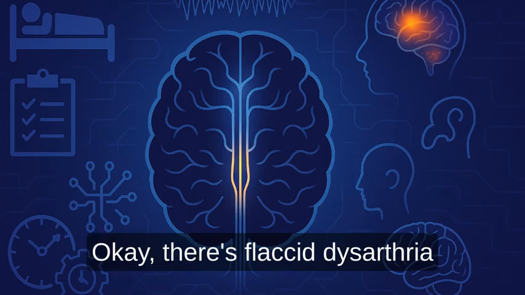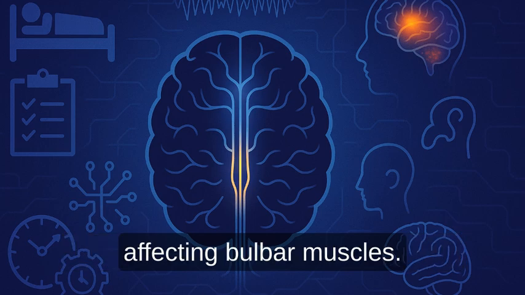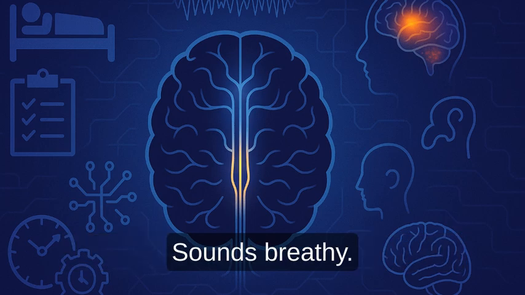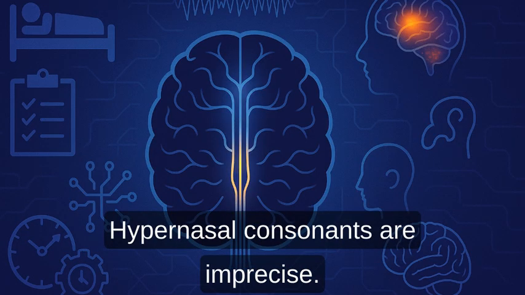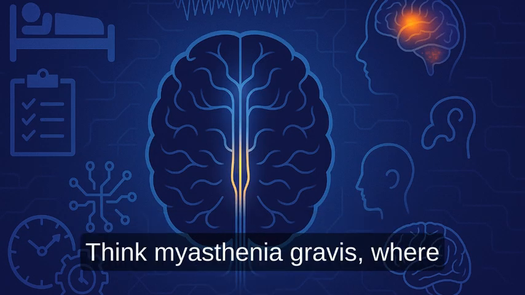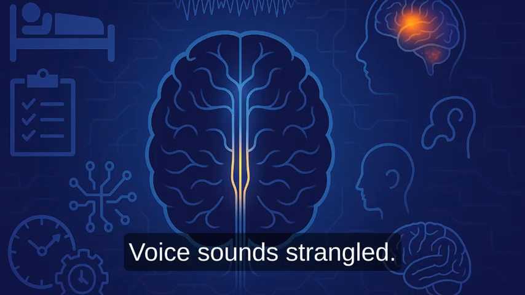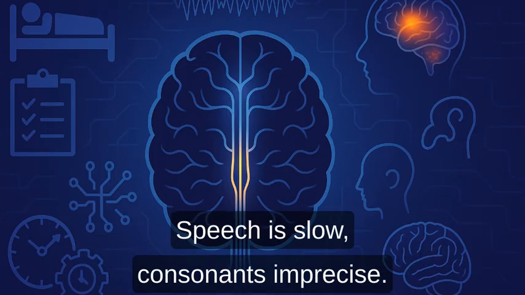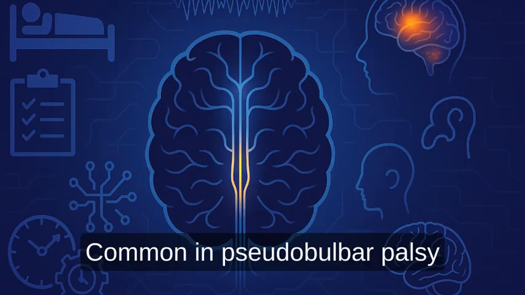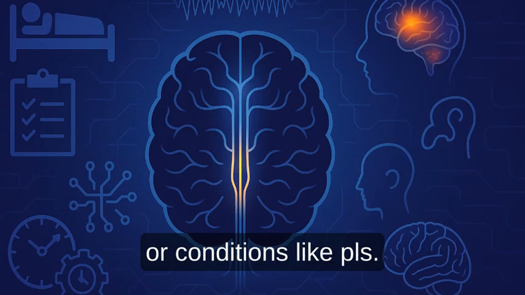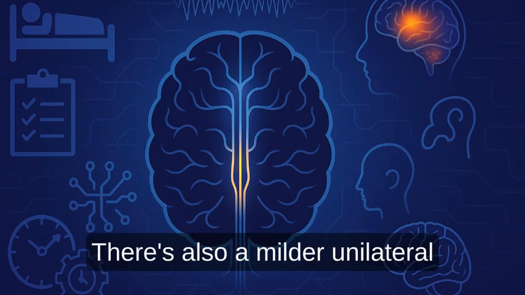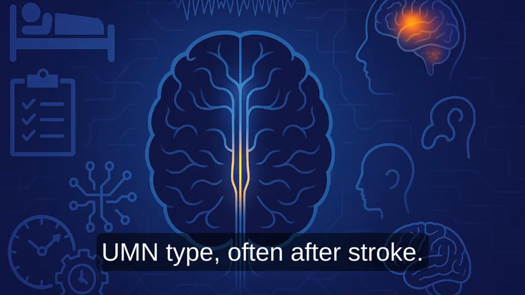Okay, there's flaccid dysarthria from lower motor neuron weakness affecting bulbar muscles. Sounds breathy, hypernasal, consonants are imprecise. Think myasthenia gravis, where it gets worse with fatigue. Spastic dysarthria from bilateral upper motor neuron damage. Voice sounds strangled, speech is slow, consonants imprecise. Common in pseudobulbar palsy from bilateral strokes or conditions like PLS. There's also a milder unilateral UMN type, often after stroke.